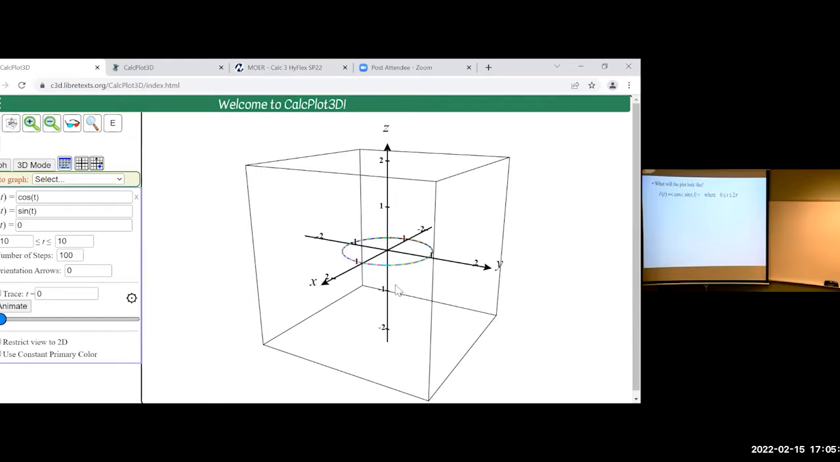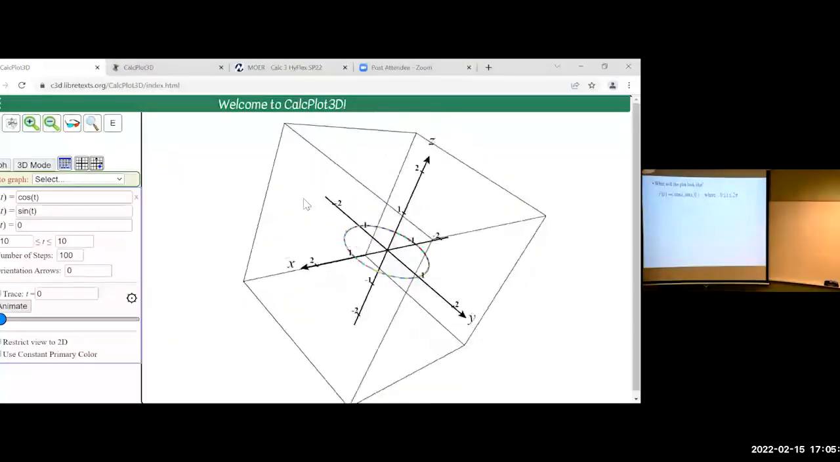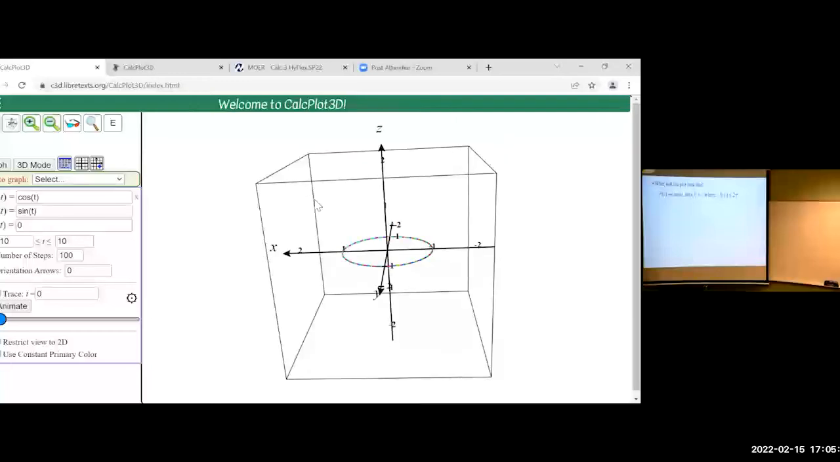there's our circle of radius 1 sitting in the xy plane, right? If we look straight down, it's the same circle we saw before. So, pretty basic idea so far. It's a circle in 3D. We're going to do some cool stuff with that circle though.